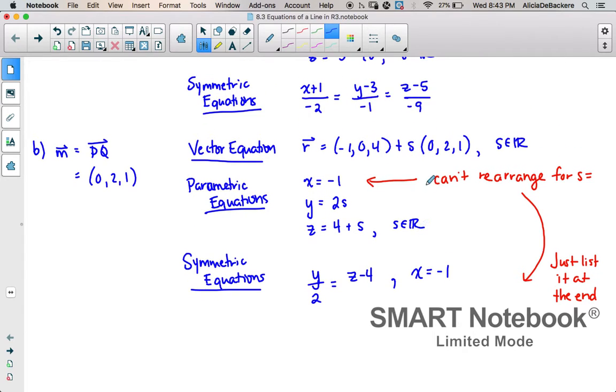We're used to this being our typical symmetric equation where it's like three different pieces that are equal to each other, one with an x, one with a y, one with a z. This is always going to happen when your direction vector has a 0 in it. So notice that the 0 was in the x component, and then I have an x equals a certain number at the end. That's what's going to happen every time I have a 0 in my direction vector.